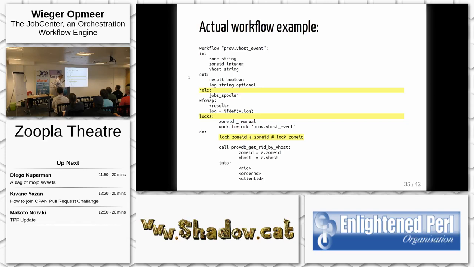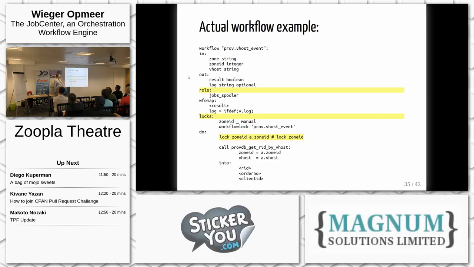may call this workflow. And there's also the concept of locks, which means that you can prevent multiple jobs for the same workflow at least from running at the same time. So this is a workflow lock of prof vhost event, the name of the workflow. This means that there will only be one vhost event workflow running at the same time. And we also have a lock on the zone ID argument.